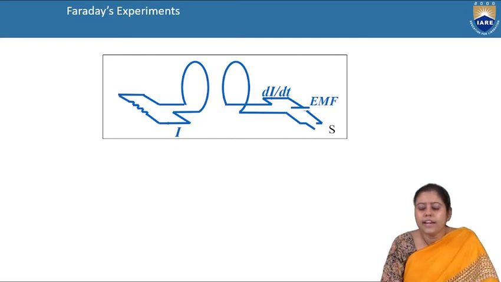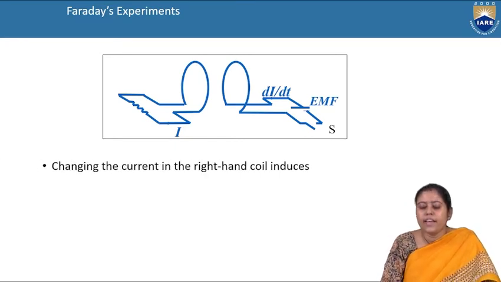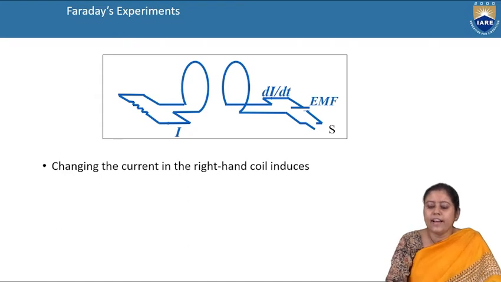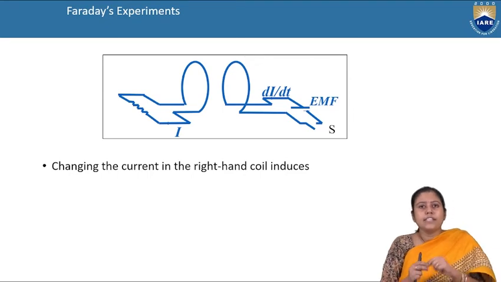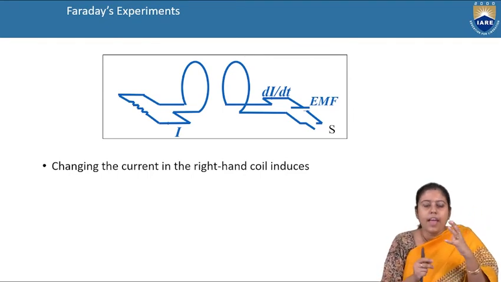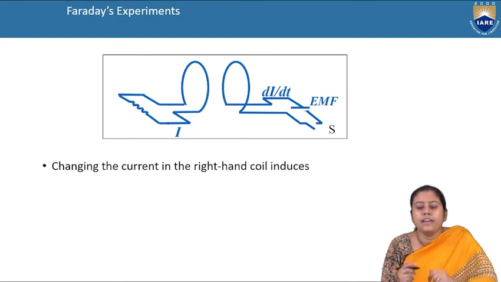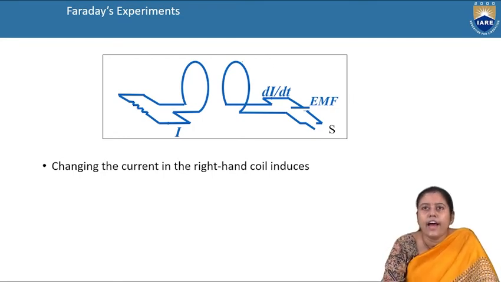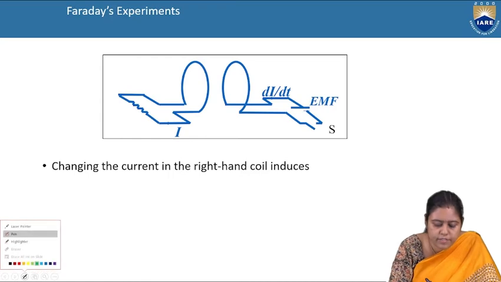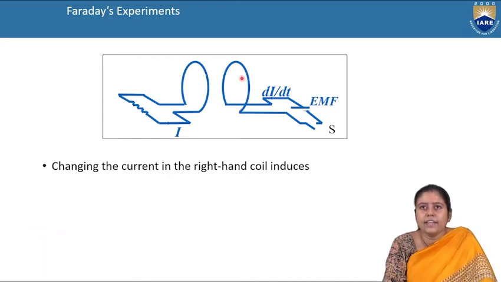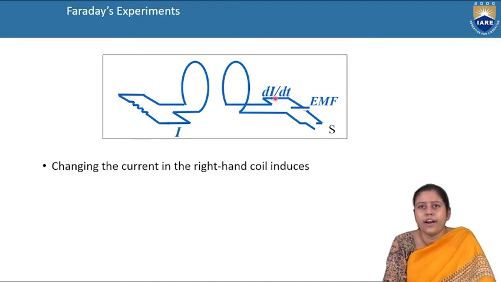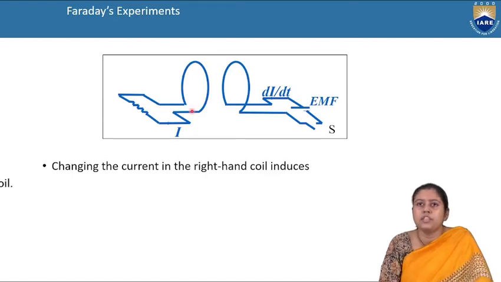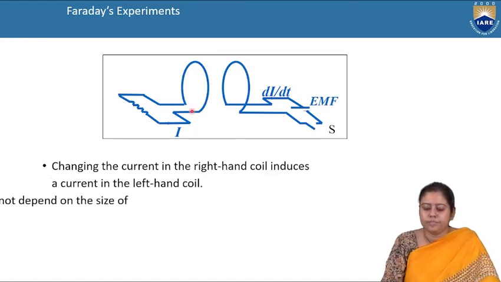Again, he then took two coils and changed the current in the right-hand coil. Now he removed the permanent magnet. He took one coil and another coil, and he gave current in the right-hand side coil, and there is a rate of change of current in it. He saw that some EMF is induced in the left-hand coil.